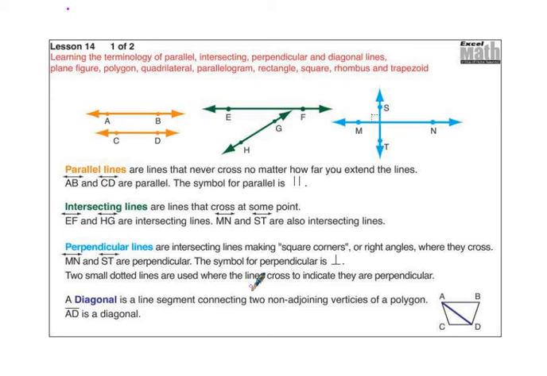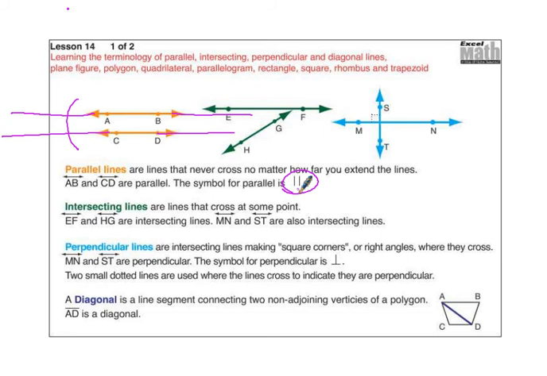All right, first of all, we're taking a look at some parallel lines right here. So these two lines here are parallel to each other because no matter how far this line goes in this direction and this one goes in this direction, no matter how far that one goes or this one goes in this direction, those lines would never cross. They're kind of like railroad tracks. And the symbol for parallel lines is this.